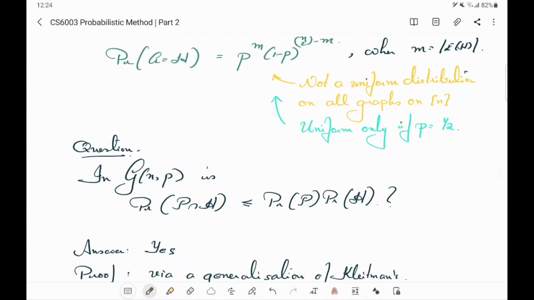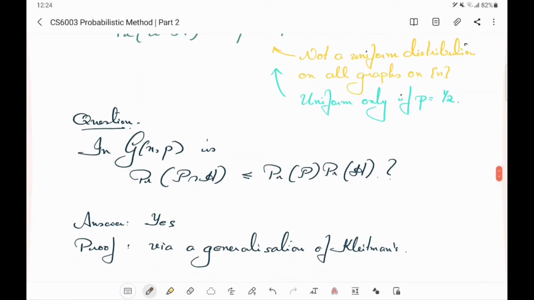Okay. Now, what is the question? Is Kleitman's theorem valid in this graph model? In particular, if you think about planar and Hamiltonian graphs, even in this case, does the probability of a graph being planar, given that it is Hamiltonian, still decrease compared to the unconditional probability that it is planar? Here the answer turns out to be yes, and it's via a generalization of Kleitman's theorem.